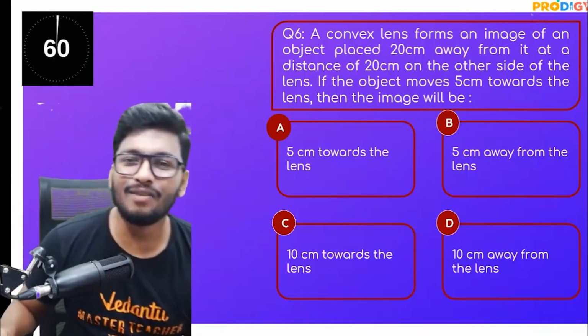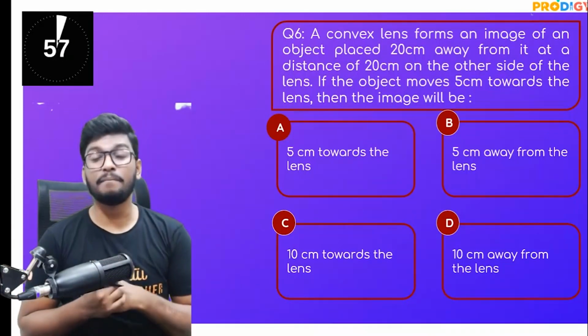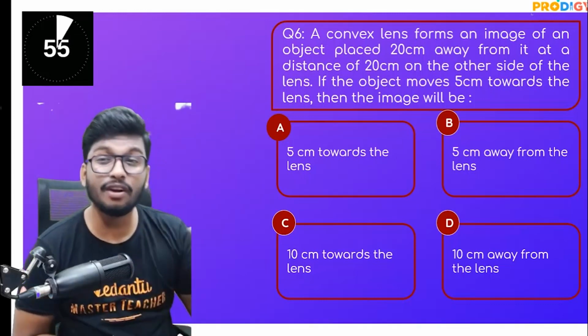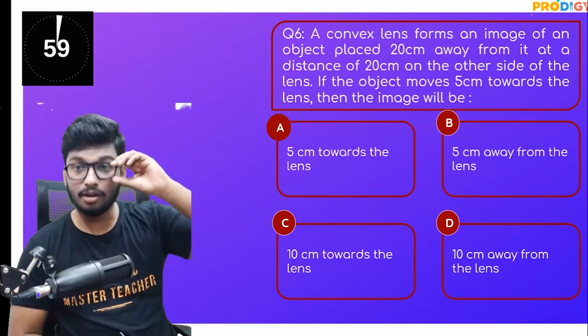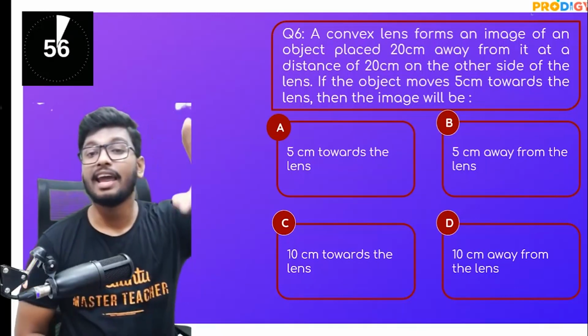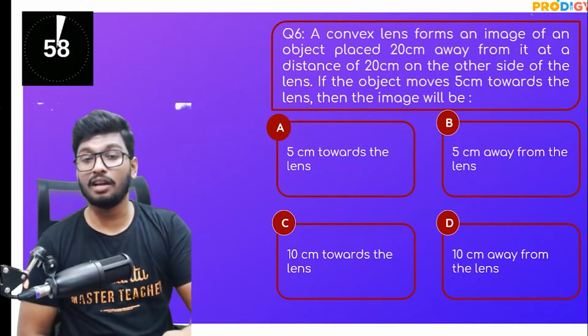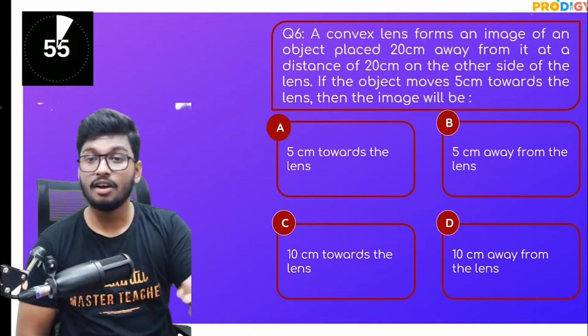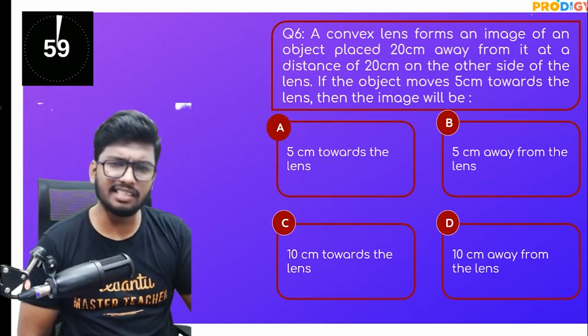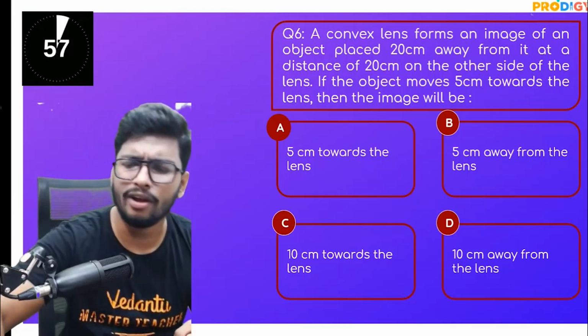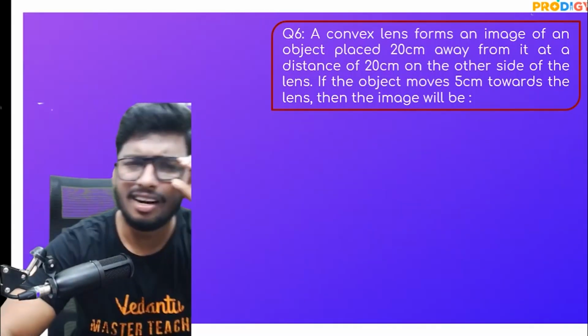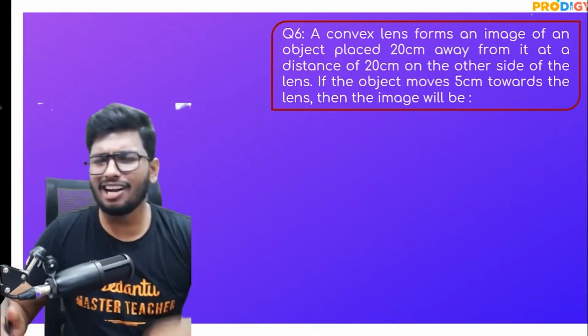A convex lens forms an image of an object placed at 20 centimeter from it, at a distance of 20 centimeter on the other side of the lens as well. If the object moves 5 centimeter towards the lens, then the image will be 5 centimeter towards the lens, 5 centimeters away from the lens, 10 centimeters towards the lens, or 10 centimeters away from the lens. It's a beautiful question, guys. Trust me, it's an amazing question. Let's try to solve this one, all right?